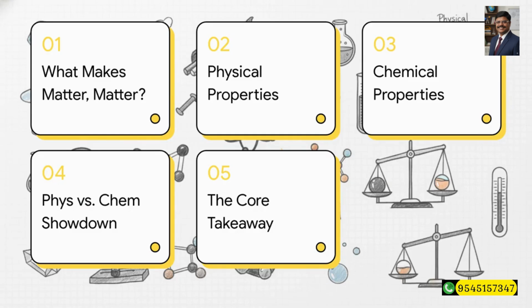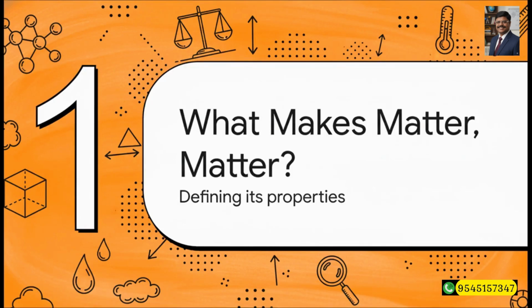So here's our game plan for today. First, we'll cover the basics of what makes matter, well, matter. Then, we'll look for what I call surface clues. Those are the physical properties. After that, we're going to uncover matter's deeper identity by exploring its chemical properties. Then, get ready for the big showdown, physical versus chemical, head to head. And we'll wrap it all up with a core takeaway that'll make this all stick. Ready? Let's do this.